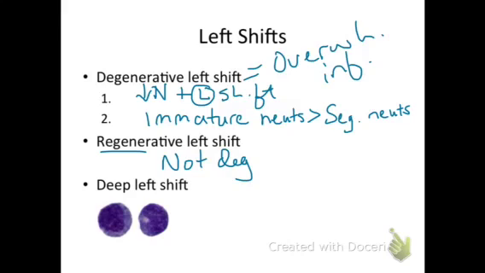A deep left shift occurs when there are stages of neutrophils earlier than band neutrophils. So most commonly, these are metamyelocytes or myelocytes. Like a degenerative left shift, a deep left shift tends to occur more frequently with severe inflammation.